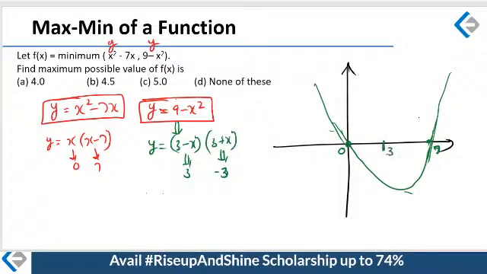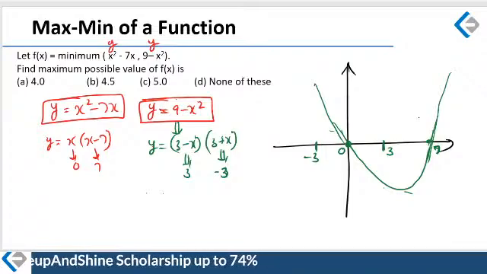All right, this could be point 3. All right, this could be minus 3. Okay, now this parabola will be facing downward, not upward.